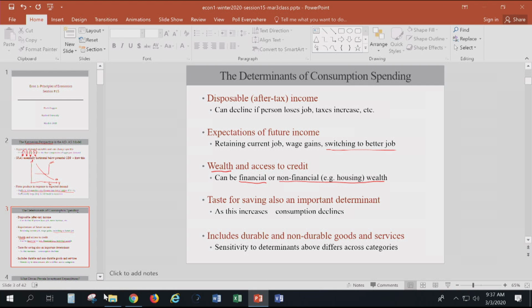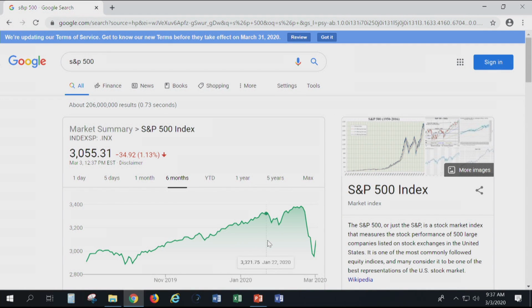And you can see just from the peak, so at the peak, the S&P 500, which is an index for the US stock market, was up around 3386 on February 19th, and it had fallen down to 2954. So that's about a 15% drop over a pretty short time period.